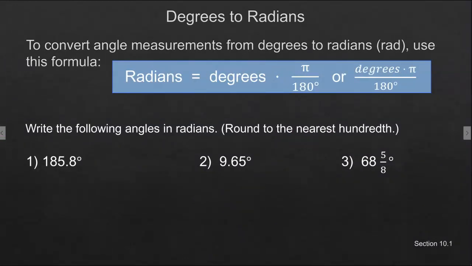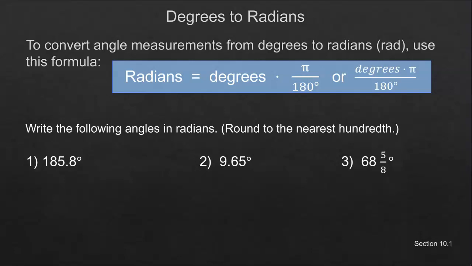Now this is our formula to go from degrees to radians. So if we have degrees, to get to radians, we're going to multiply the number of degrees times pi and then divide it by 180.